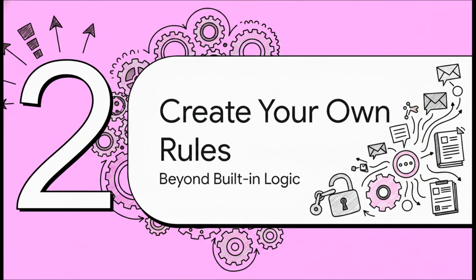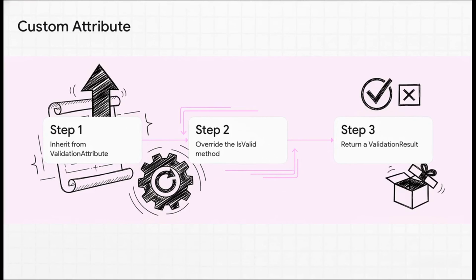What happens when you have a business rule that's totally unique to your application? Well, the good news is you can just create your own. And it's actually way easier than you might think. It boils down to just 3 simple steps.